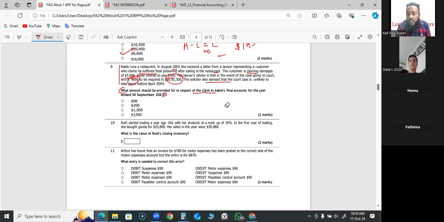Solicitor also advised the court case is unlikely to take place before some month, April, but our year end is May, June, July, August, September. So this is within the year. Money has been ascertained. So this is called provision. A 1,500 provision you must keep. Okay, 1,500 provision. AAT level 4, you may get this type of question. So I believe that is our answer.